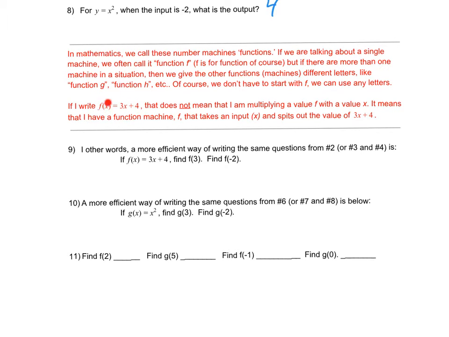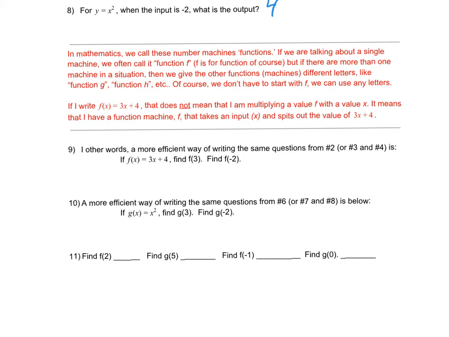Those parentheses are not multiplication. It does not mean I'm multiplying anything. So in math, most of the time, parentheses mean multiplication, but in this case, it's not. This is saying a function of x. I'm not multiplying a value f with a value x. It does not mean that. It means we have a function machine that takes the input x and spits out the value of 3x plus 4.